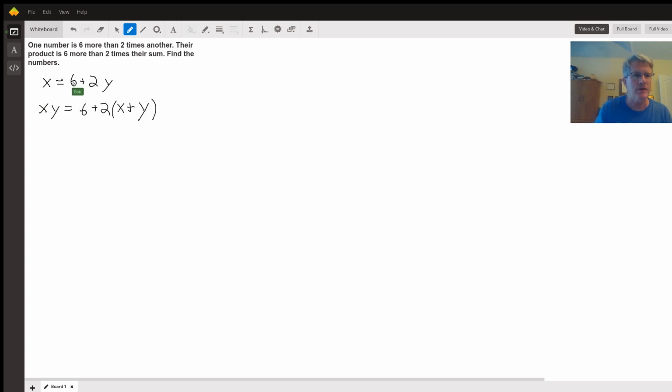And it's going to be equal to 6 plus 2 times another number, and that other number will be y, because again, this is algebra and we do x and y. Okay, so that's equation 1. Equation 2, we have their product, which would be x times y, is equal to 6 plus 2 times their sum, x plus y. So those are the two equations we have to deal with.